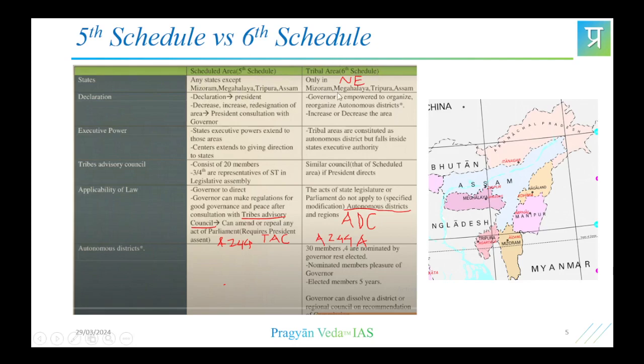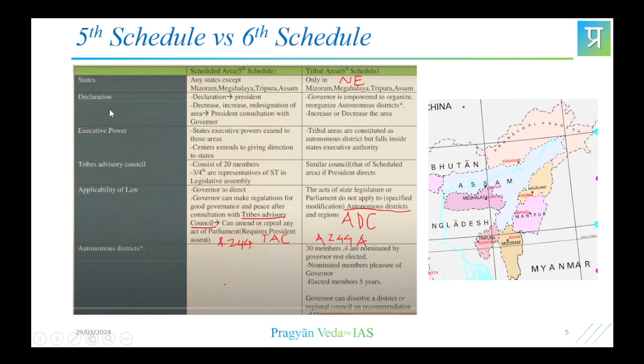See, both of them cover the northeastern states. Especially the 6th Schedule covers Assam, Meghalaya, Tripura and Mizoram. You can remember it as ATM squared. It is applied in these 4 states only, whereas the rest of the states like Manipur, Nagaland, Arunachal Pradesh and others have the 5th Schedule acting in them.